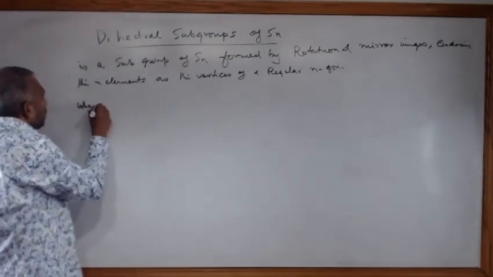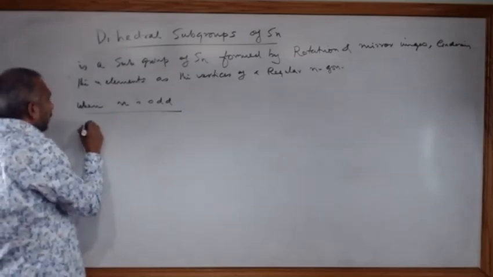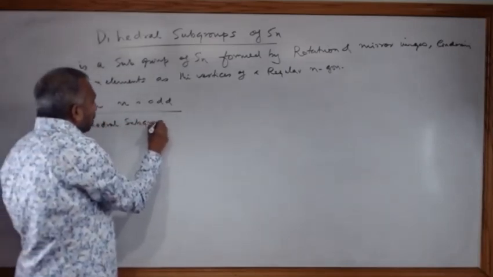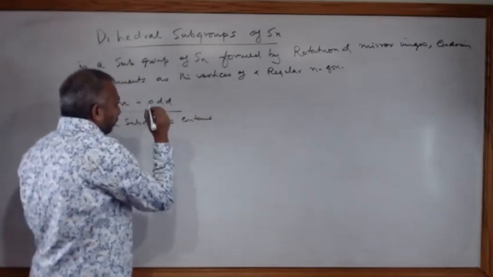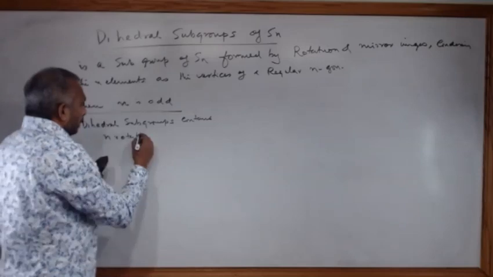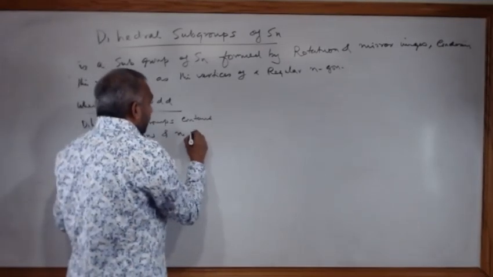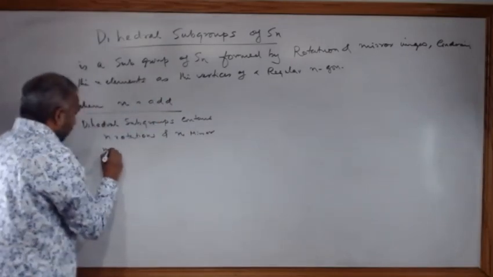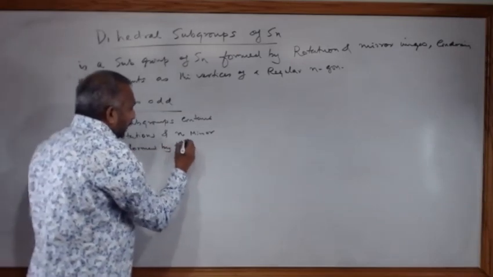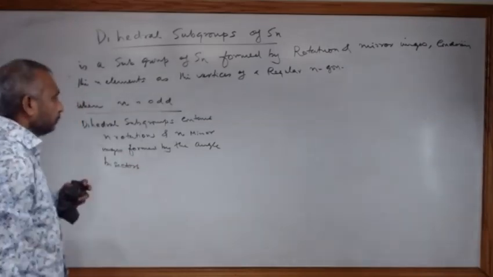So when n is odd, the dihedral subgroup contains n rotations and n mirror images formed by the angle bisectors. Okay?